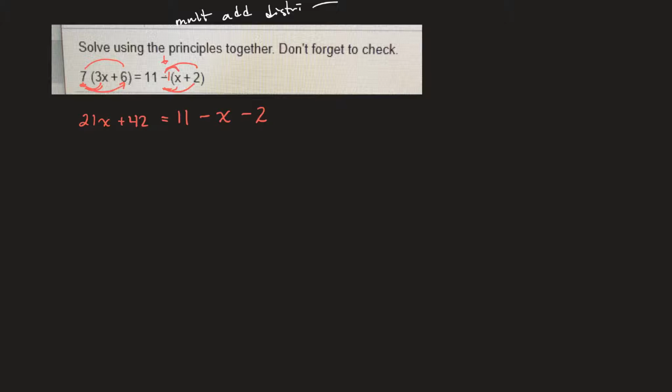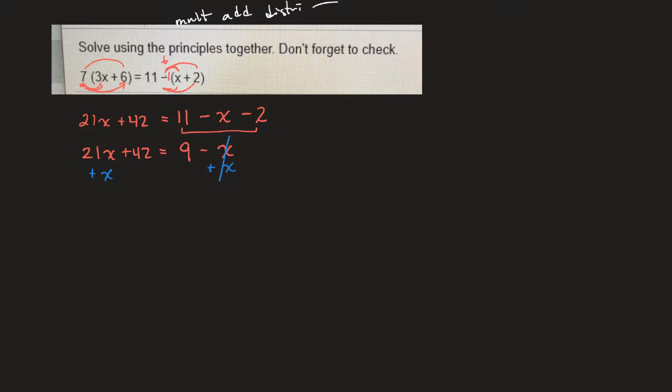Okay, so now let's solve from there. On the left side, I'll just leave it as it is. On the right side, I can collect these two terms there. 11 take away 2 would be 9 minus x. Now let's try and get all the x's to the left side. So I'll add x to this side, and those will cancel. If I add x there, I have to add an x there.